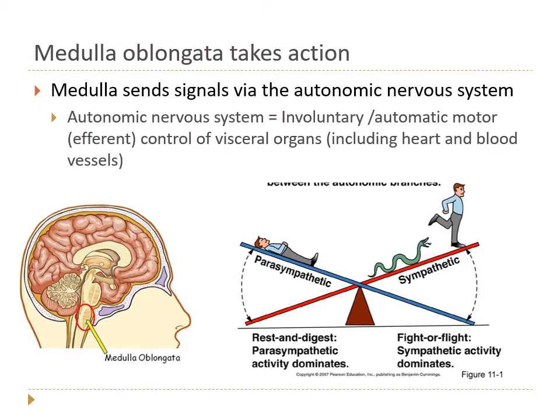So the medulla oblongata, here it is in the brainstem, is then going to activate the autonomic nervous system. Because remember, the autonomic nervous system is the system for motor activity of our organs, right? So these involuntary automatic control of our visceral organs, so including heart and blood vessels. So the autonomic nervous system is what is going to be activated.